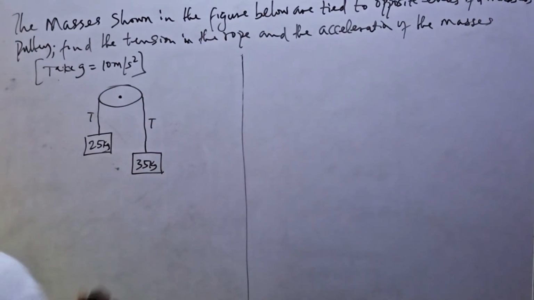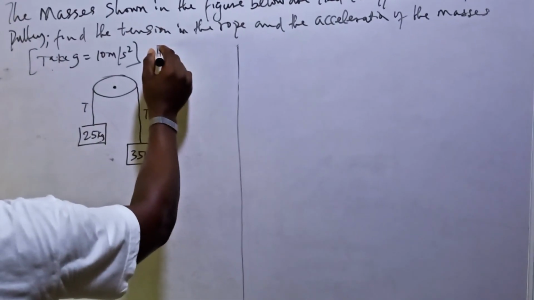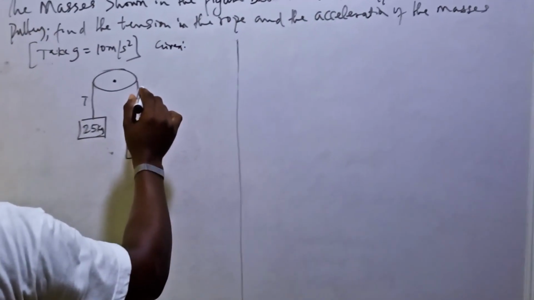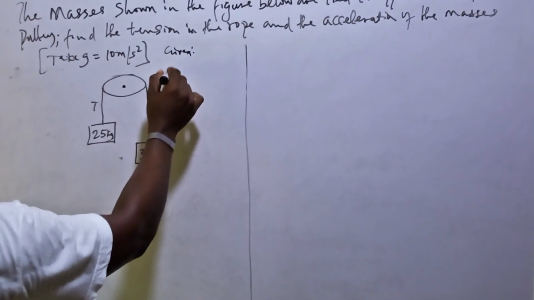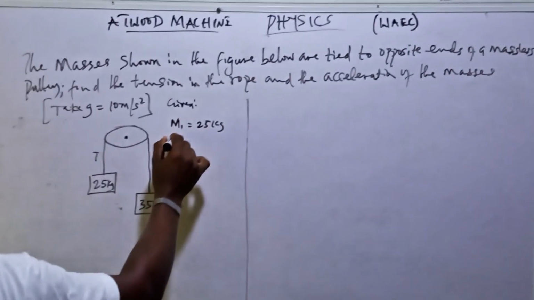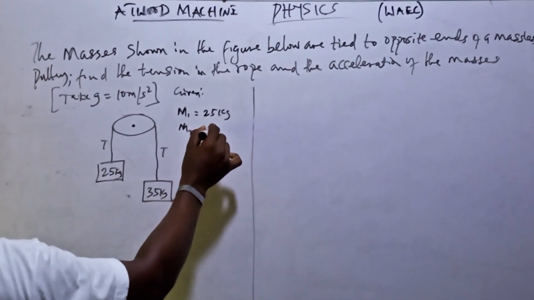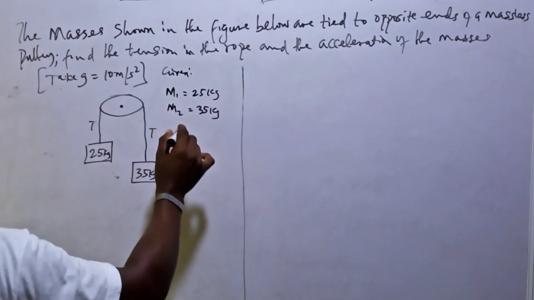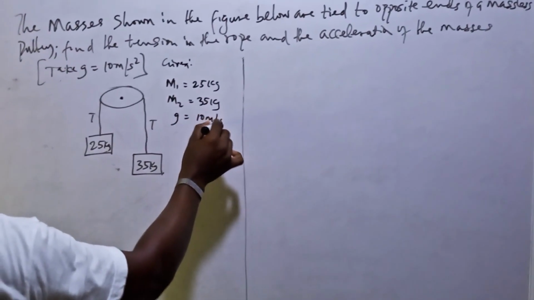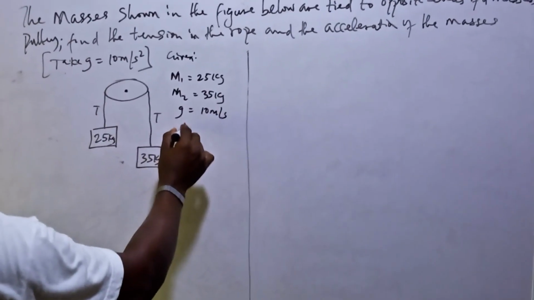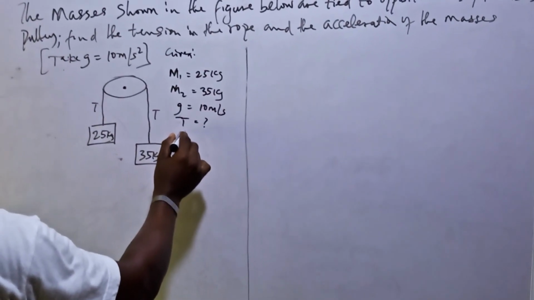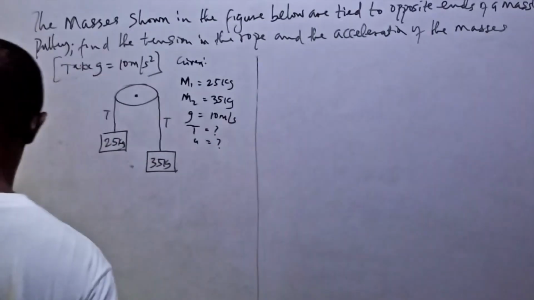Now, let's see what we have here. Given: the first mass, M1, is 25 kg, M2 is 35 kg. Acceleration due to gravity, g, is given as 10 meters per second squared. We are asked to find the tension and the acceleration of the masses.